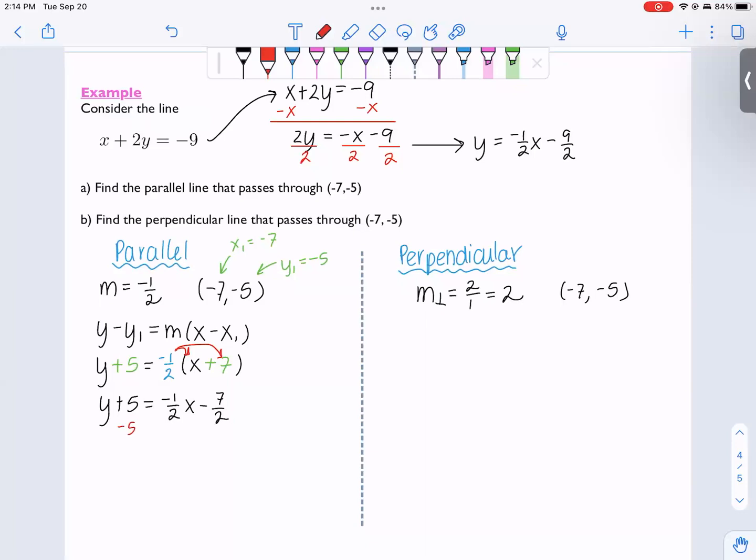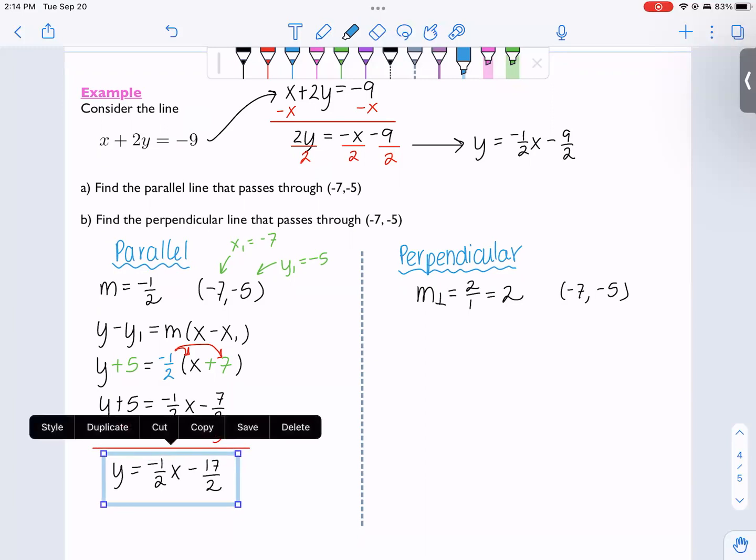Subtracting 5 on both sides. y is equal to -1/2 x. Let's see, mental math, minus 17/2. That is the parallel line that passes through the point -7, -5. Okay, this is one way of doing it. This is the point slope formula where you plug in your point and your slope, and then you solve for y.